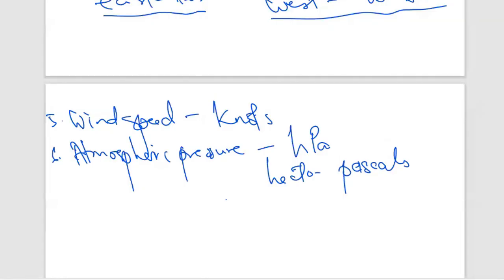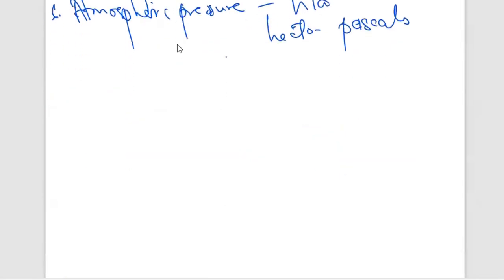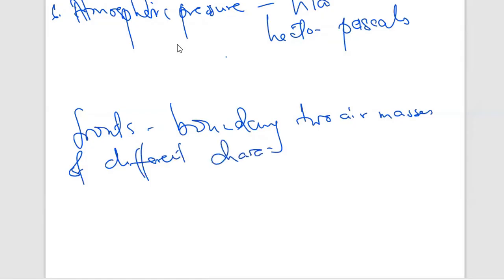Right, or let me summarize it in writing. When you're talking of the fronts, we said basically a front is a boundary between basically two air masses of different characteristics.